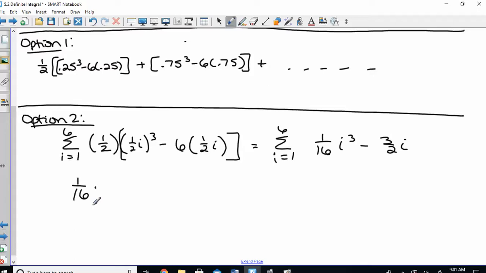So I cubed is n squared, but my n is 6, so 6 squared, times n plus 1 squared, so 7 squared, over 4. Minus 3/2 times my formula for I is n times n plus 1 over 2.